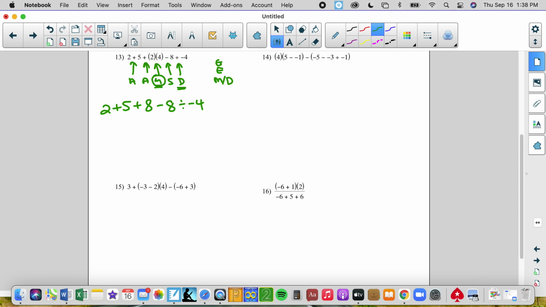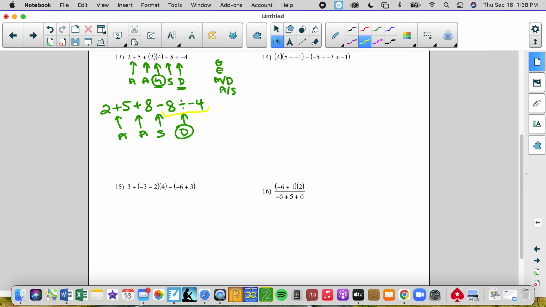So now what do we have? We have addition, subtraction, and division. What are we going to do? Well, we forgot this, addition, subtraction. We're going to do division before any addition and subtraction. So we're going to do the division. What are we dividing? We are dividing -8 divided by -4.